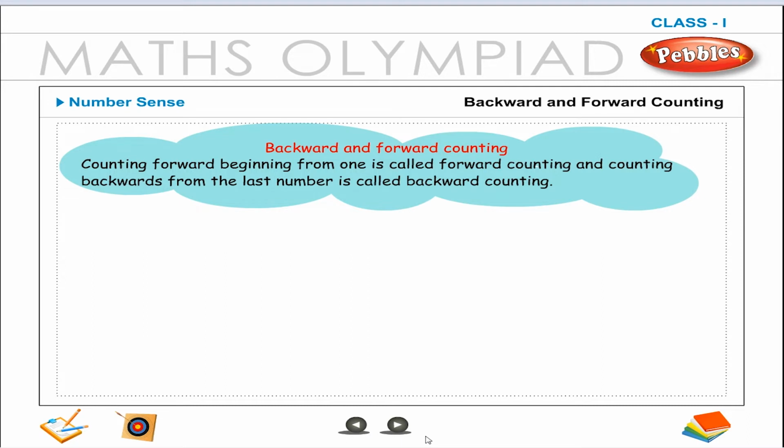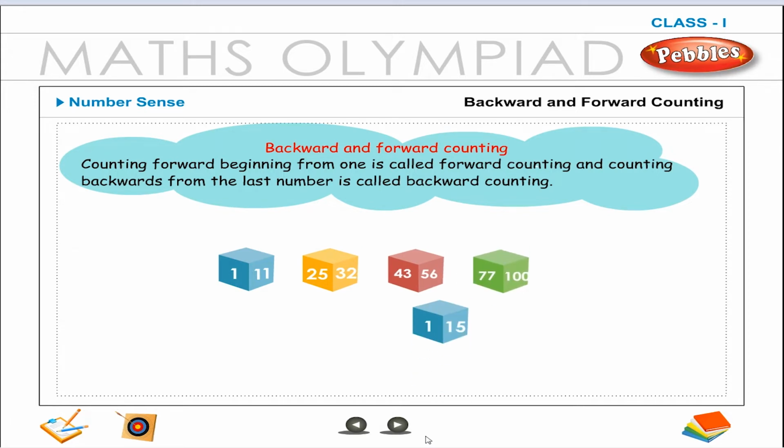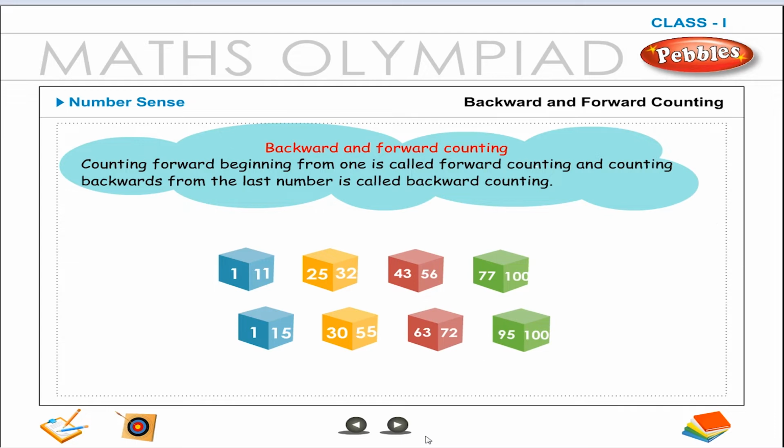Order of numbers. Backward and forward counting. Counting forward beginning from 1 is called forward counting, and counting backwards from the last number is called backward counting.